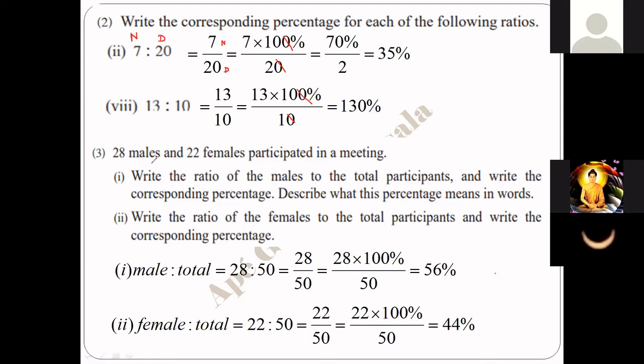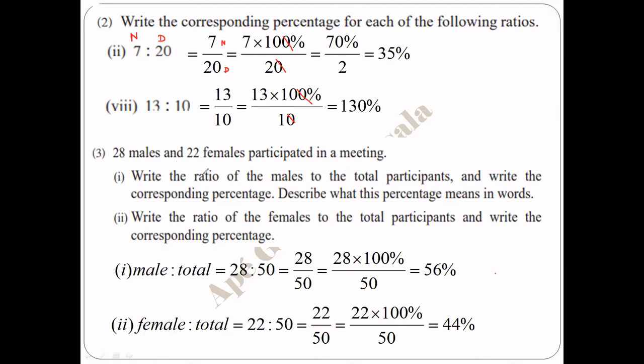This one: 28 males and 22 females participated in a meeting. Write the ratio of the males to the total participants, and first write the ratio, okay? And write the corresponding percentage. Then describe what the percentage means in words.